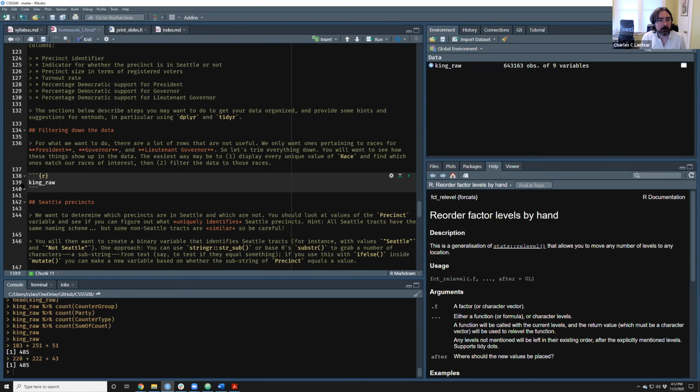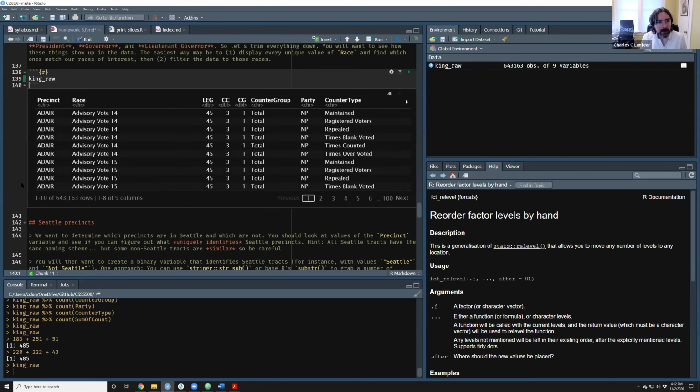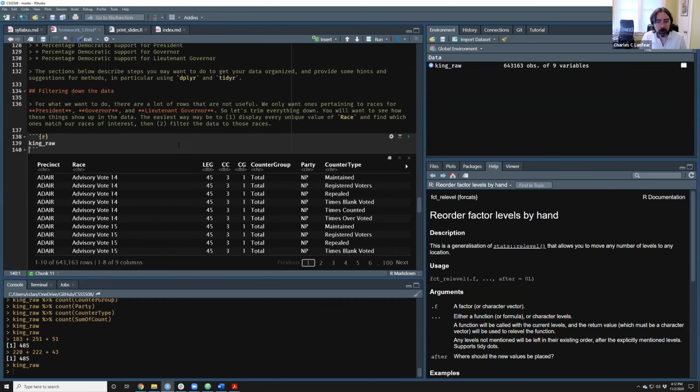So we've got my King Raw data here. If I have data that look like these that we've looked at, and I want to get this down to only the data for the races we're interested in, how should I go about doing that? So I want to take my very large number of rows and reduce it to only the rows associated with the races for president, governor, and lieutenant governor.